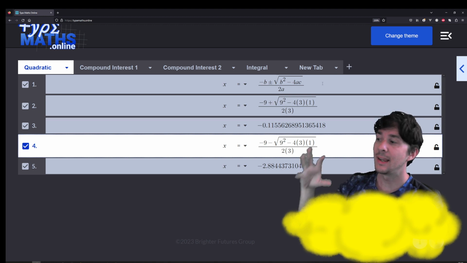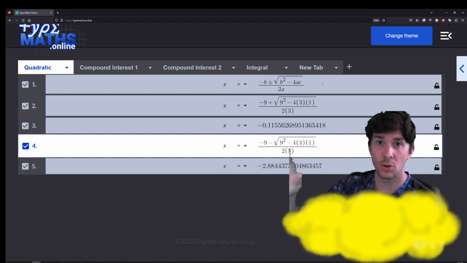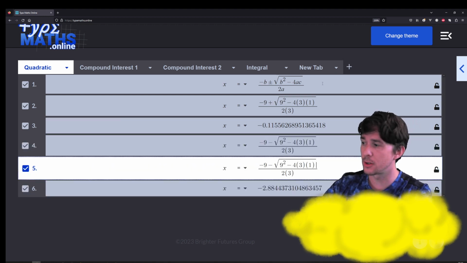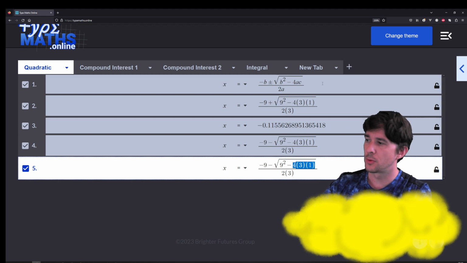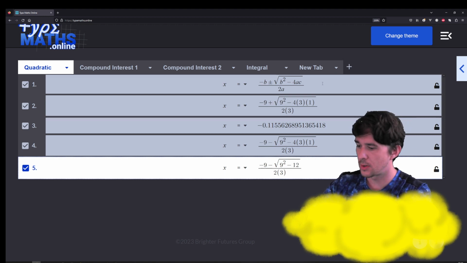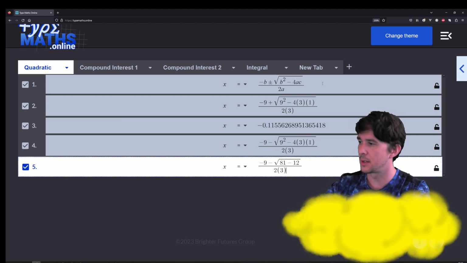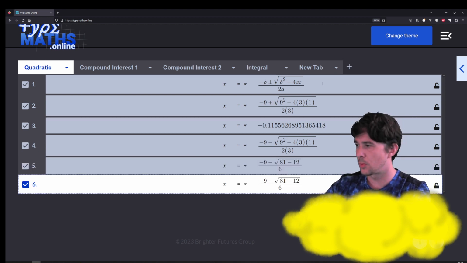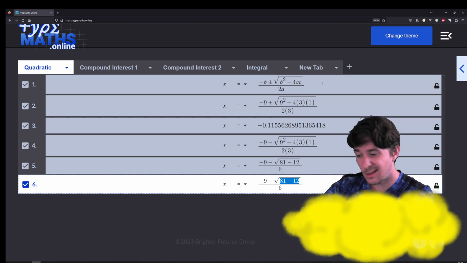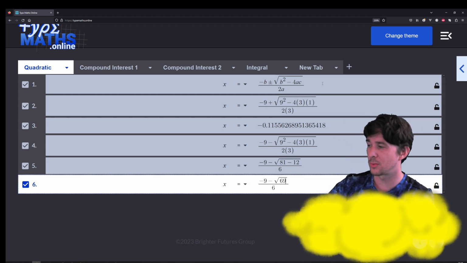Now, of course, if you wanted to simplify this and get a surd answer, that's not hard to do either. So let me just get this out of the way there. So 4 times 3 times 1 is 12. 9 squared is 81. 2 times 3 is 6. So 81 minus 12, what's that? 69. I hope I'm doing my mental maths correctly.